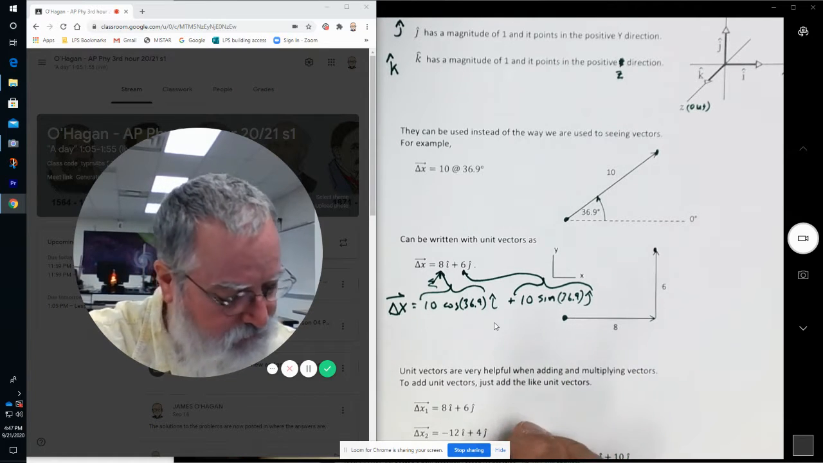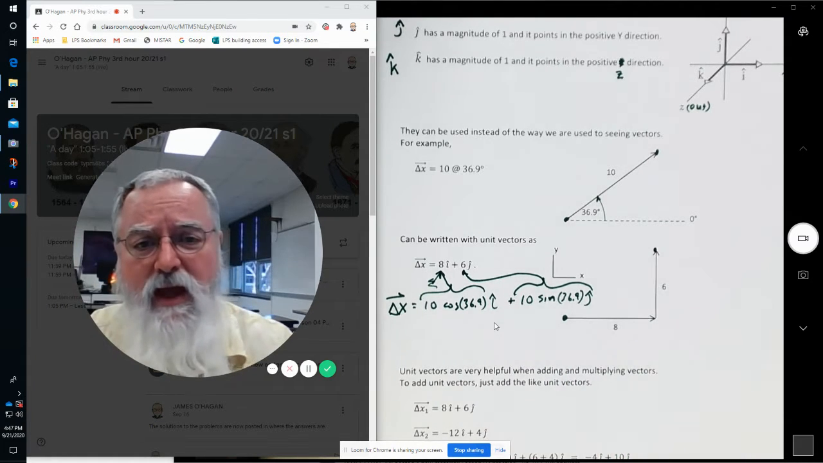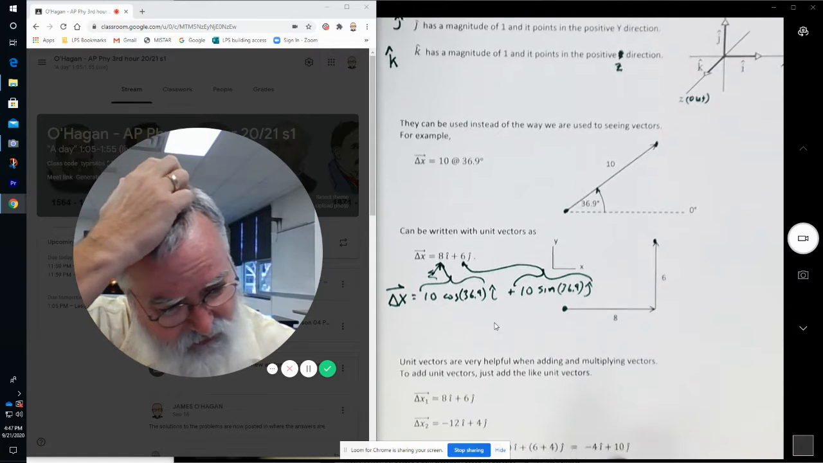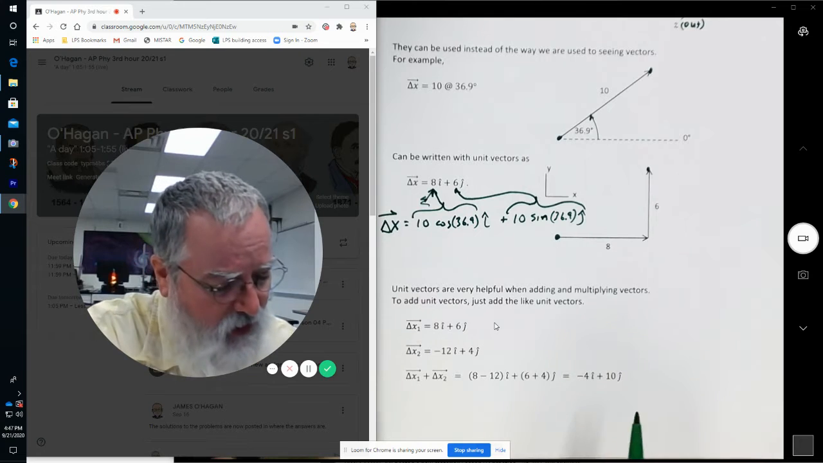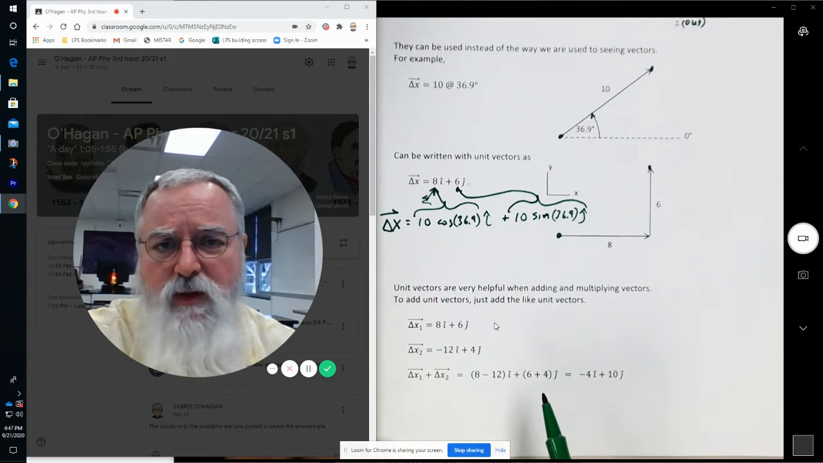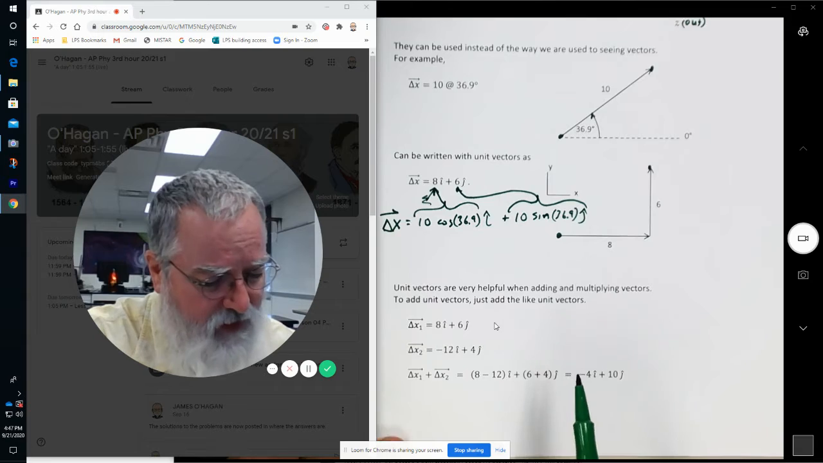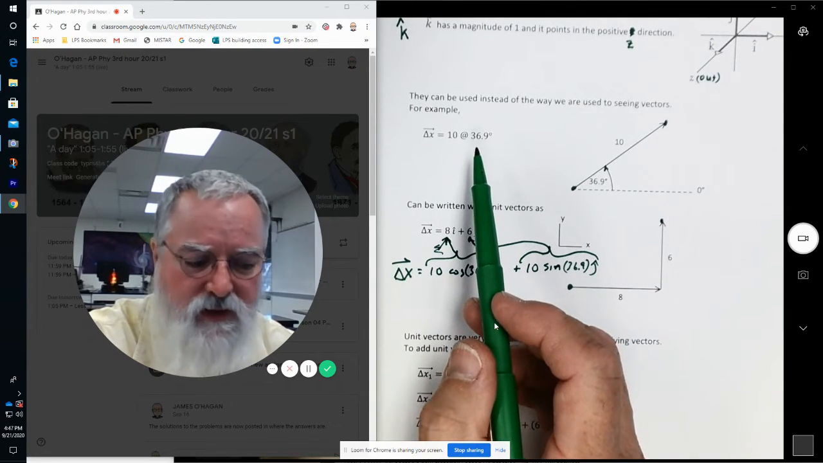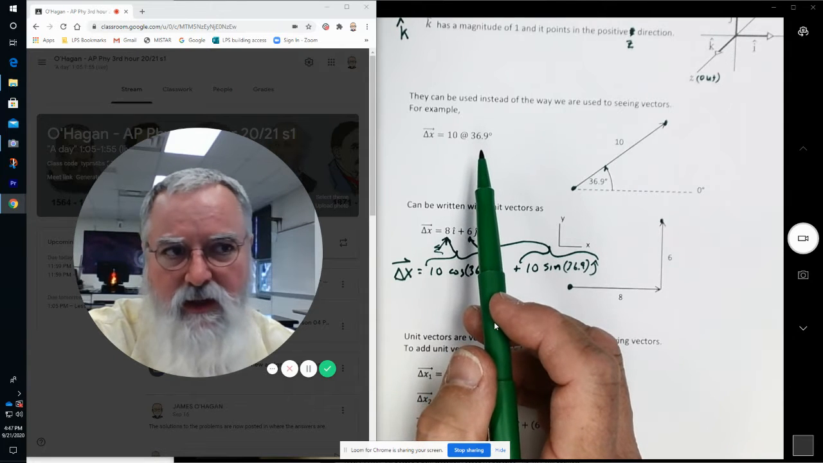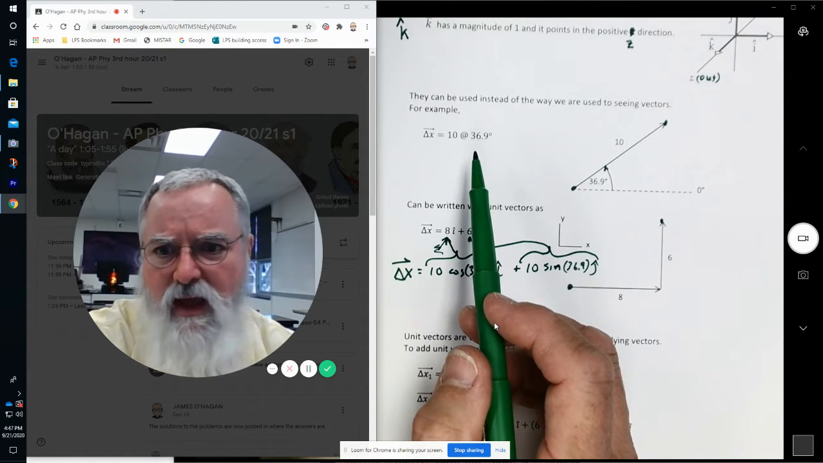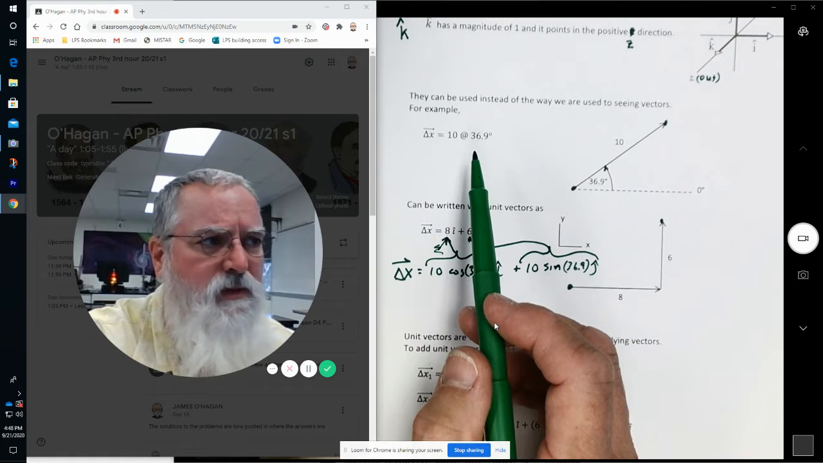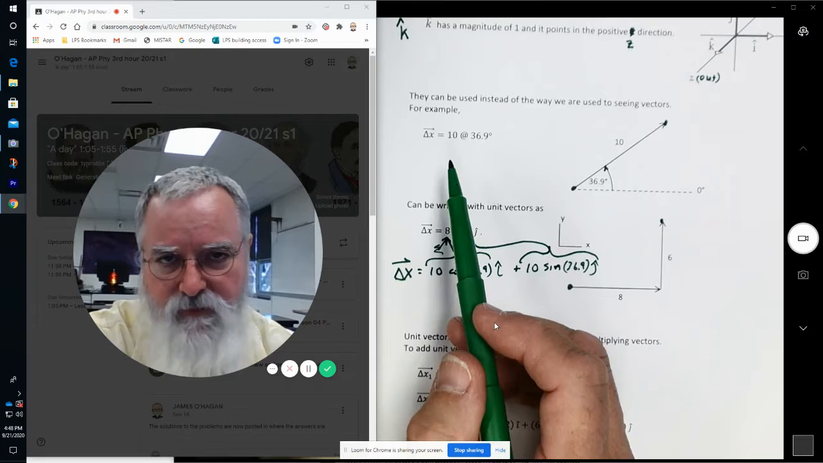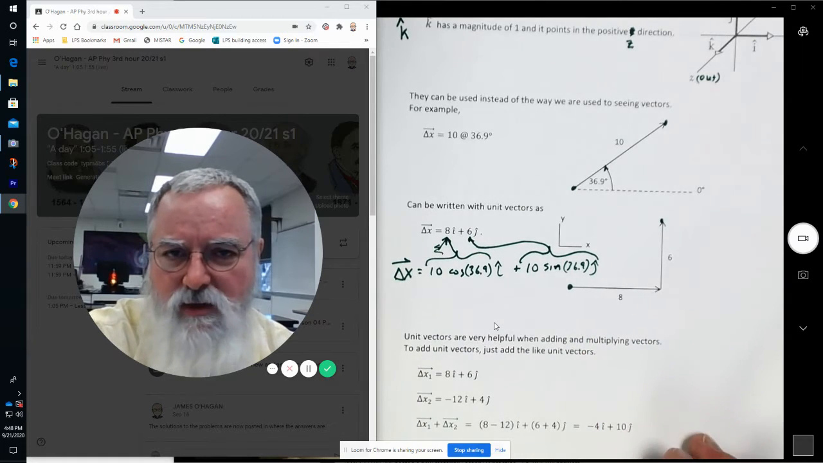So once we have unit vectors, they're really easy to work with. First of all, let's go to addition. If we're going to add two vectors specified the old-fashioned way, we've got to find the components, add up the components, and then use inverse tangent to find the angle, and the Pythagorean theorem to find the magnitude. We don't have to worry about that if you're talking unit vectors.